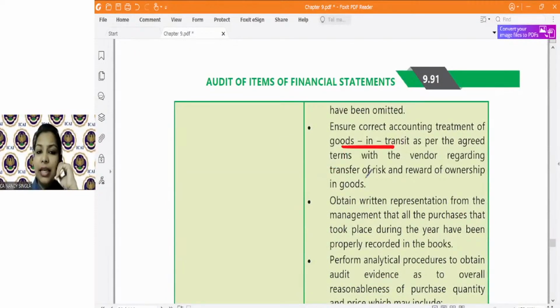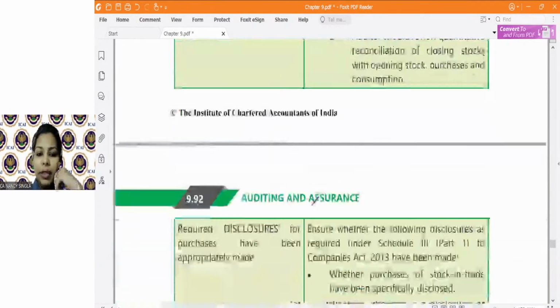गुड्स इन ट्रांजिट किसके लिए हैं? कंसीडर व्हेन द रिस्क एंड रिवॉर्ड इज टू बी ट्रांसफर्ड बेस्ड ऑन द अग्रीमेंट. रिटन रिप्रेजेंटेशन ले लो दैट ऑल सेल्स हैव बीन कंसीडर्ड, ये अभी हम करेंगे.